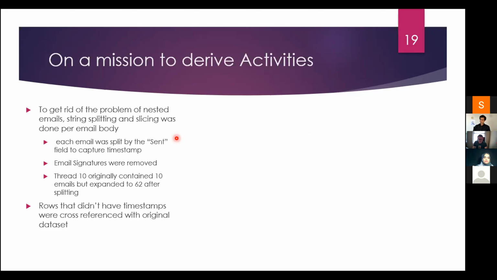After splitting the emails based on the sent field, thread 10 originally contained 10 emails, but after the splitting, it expanded to 62. There were a lot of repetitions, but it shows how many emails were nested within those 10 emails. And rows that didn't have timestamps were cross-referenced with the original data set.